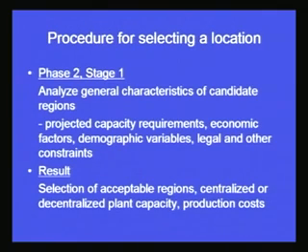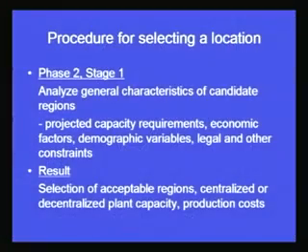So when we have to make a selection, stage 1 has 2 phases, phase 1 and phase 2. After this, what are the results that we have got? The results are the selection of acceptable regions. Within the candidate regions there would be some regions which would be acceptable to us on the basis of those factors which we have already considered.